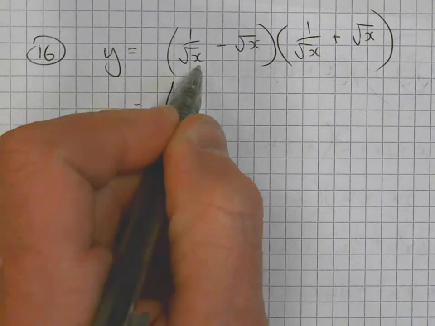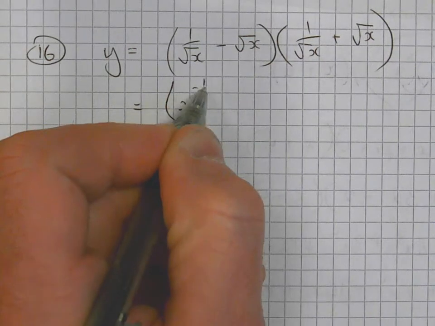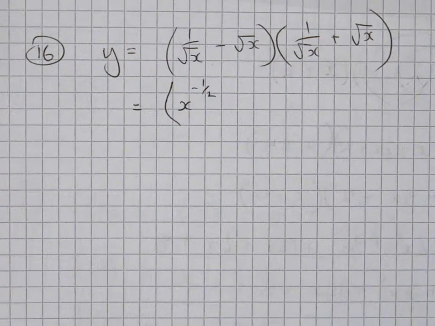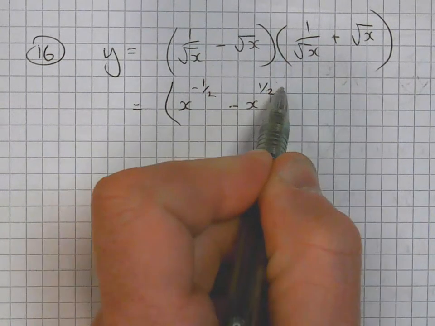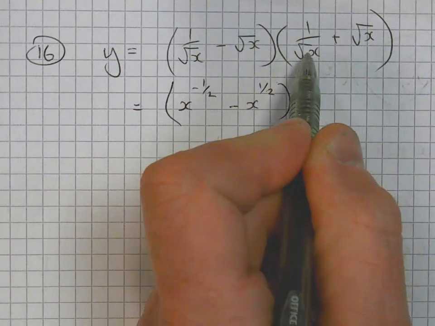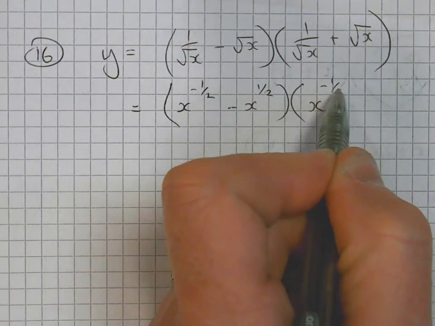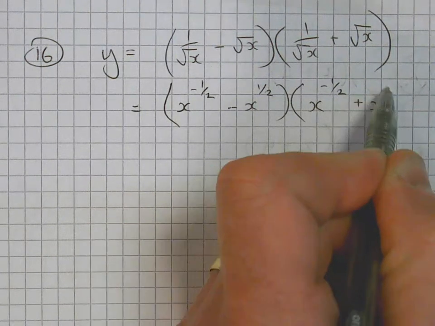This is the same as x to the minus a half. This here is the same as x to the half. And again, this one here is the same as x to the minus a half, and this one here is x to the half.